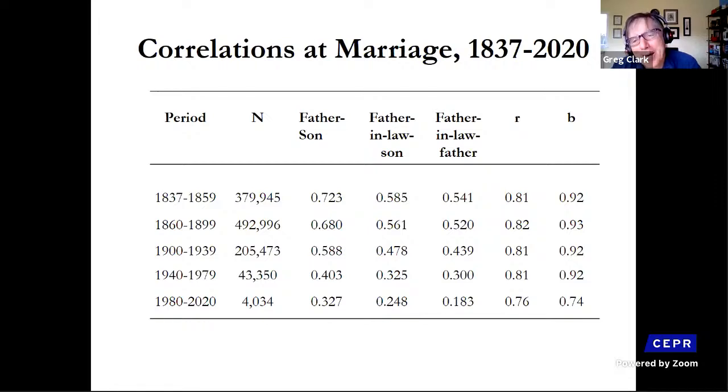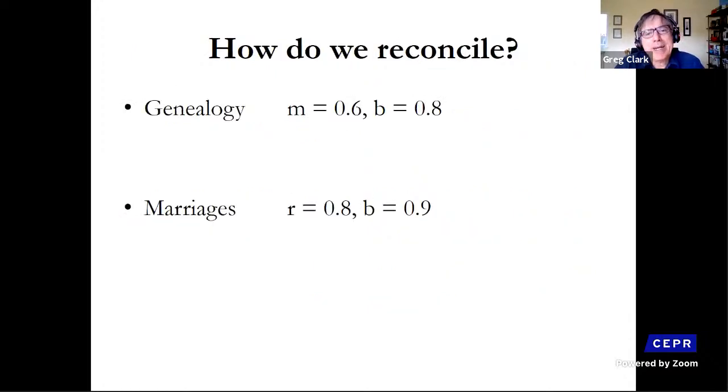And again, it's high and stable, except in the last period. But it's not statistically different, the estimates in the last period, because of this problem of the quantity of data that we're actually observing. So how do we reconcile this?